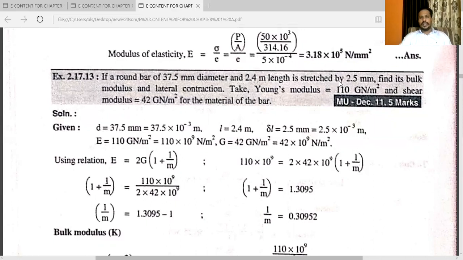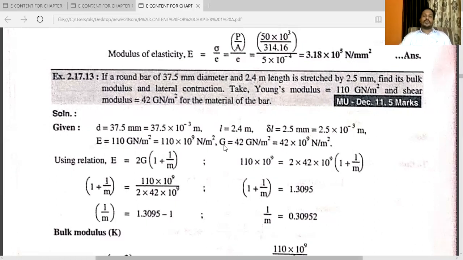Here, stretched by 2.5 mm is given. So delta L is equal to 2.5 mm. So again, the value will be 2.5 into 10 raised to minus 3 meter. Young's modulus, that is 110 giganewton per meter square. So 110 giganewton. To convert into Newton per meter square, you have to multiply by 10 raised to 9. So 110 into 10 raised to 9 Newton per meter square.